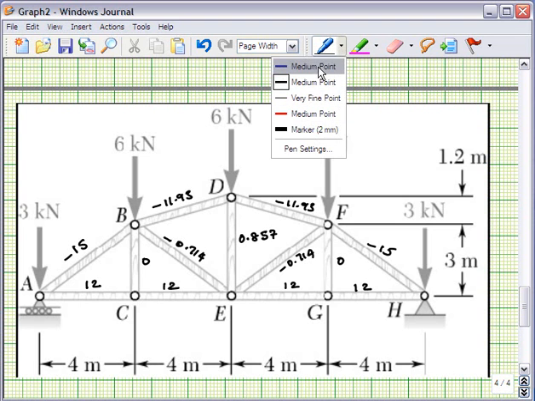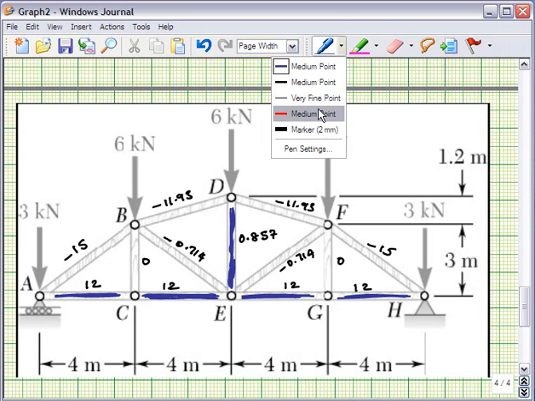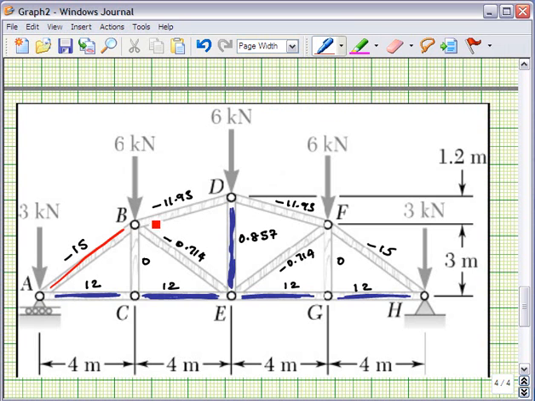So let me mark those things which are under tension in blue. So this bar is under tension. What it is doing is it's pulling the joints C and E. This bar is in tension. This bar is in tension. This bar is in tension. This bar is in tension. Then this bar is in compression. That's in compression. That's in compression. That's in compression. That's compression. And that's compression.